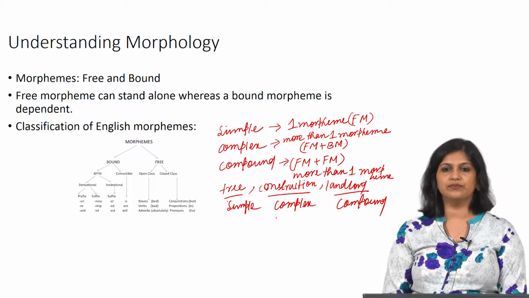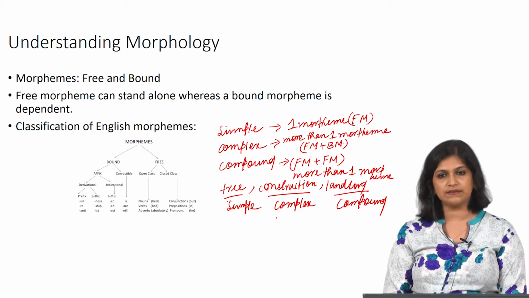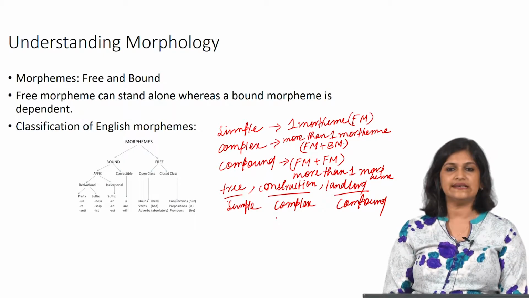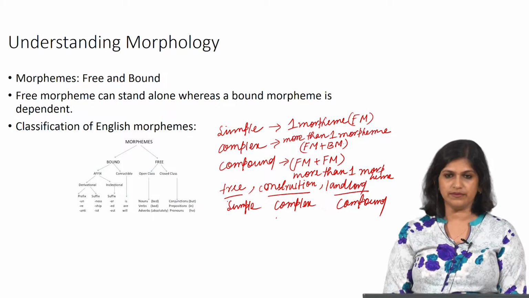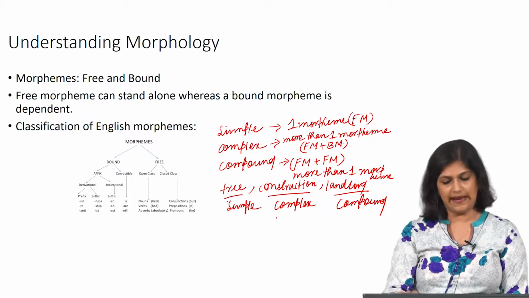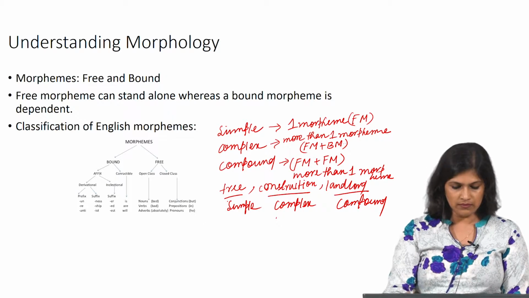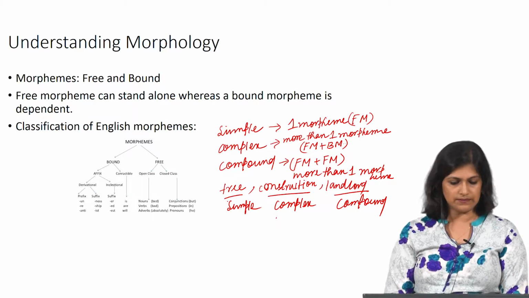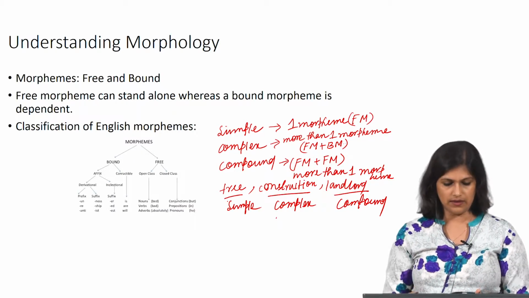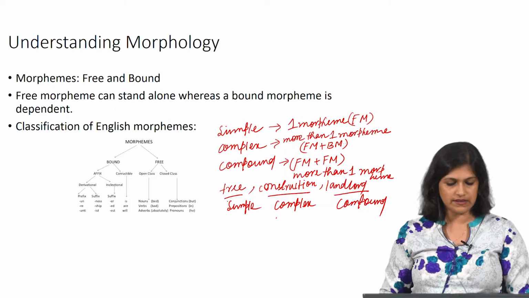But otherwise, to consider something as a compound word, you must see at least two free morphemes coming together. And here the English example that we have is landlord. Okay. So, there you go.